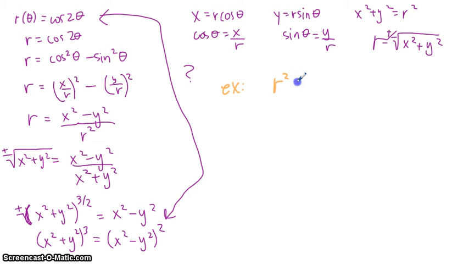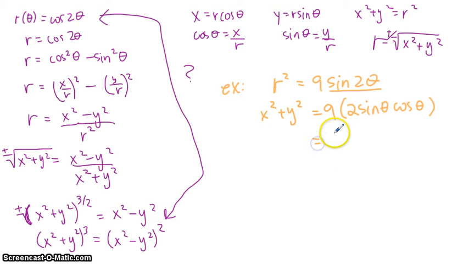If we have something like r squared is equal to 9 sine of 2 theta. Now again, r squared is pretty easy to replace. It's going to be x squared plus y squared. We have 9, but sine of 2 theta, I don't see sine of 2 theta. It's a double angle again, so I'm going to use my identity and change it to 2 sine theta cosine theta. So I'll be left with 18 sine theta cosine theta. Now again, sine theta is going to be y over r, and cosine theta is going to be x over r.